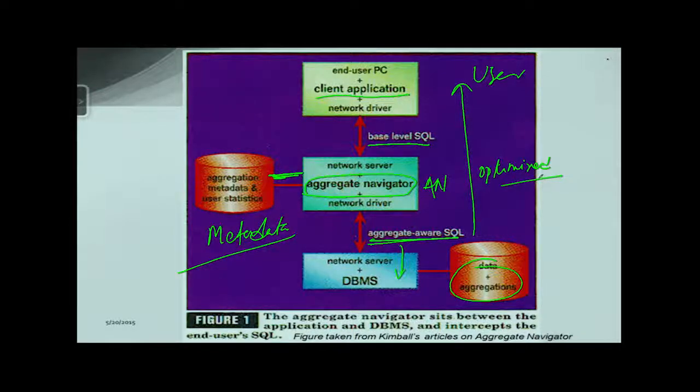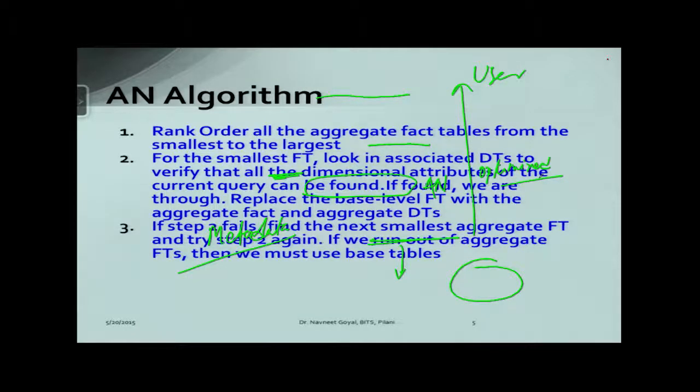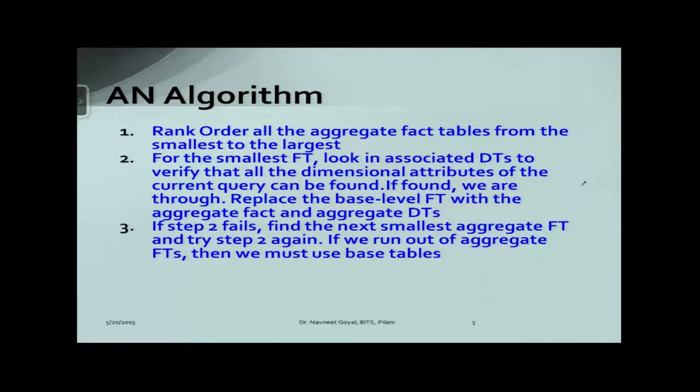Once I tell you the aggregate navigation algorithm, you will understand it much better. So this is the aggregate navigation algorithm. There'll be lots of aggregates that I would have created, and these aggregates would have a size. Each aggregate will have a size in terms of the number of records it has. So what I do is rank order all aggregate fact tables from the smallest to the largest. These are the different aggregates.